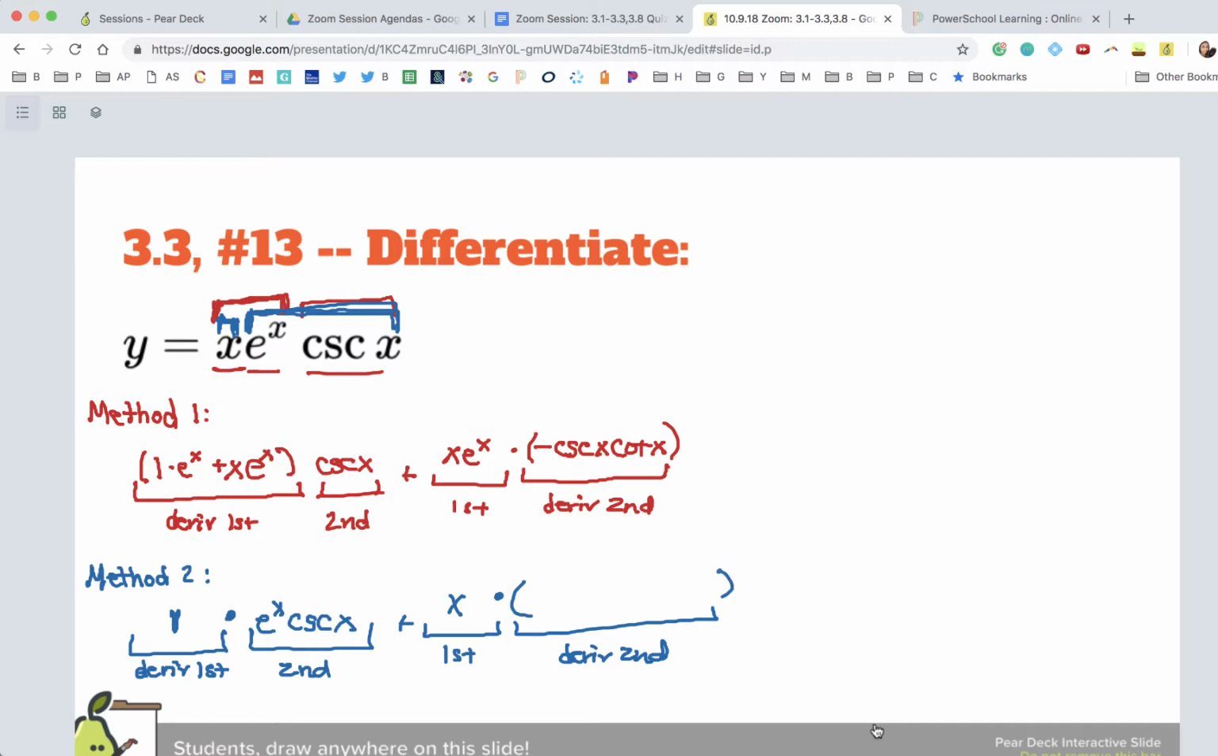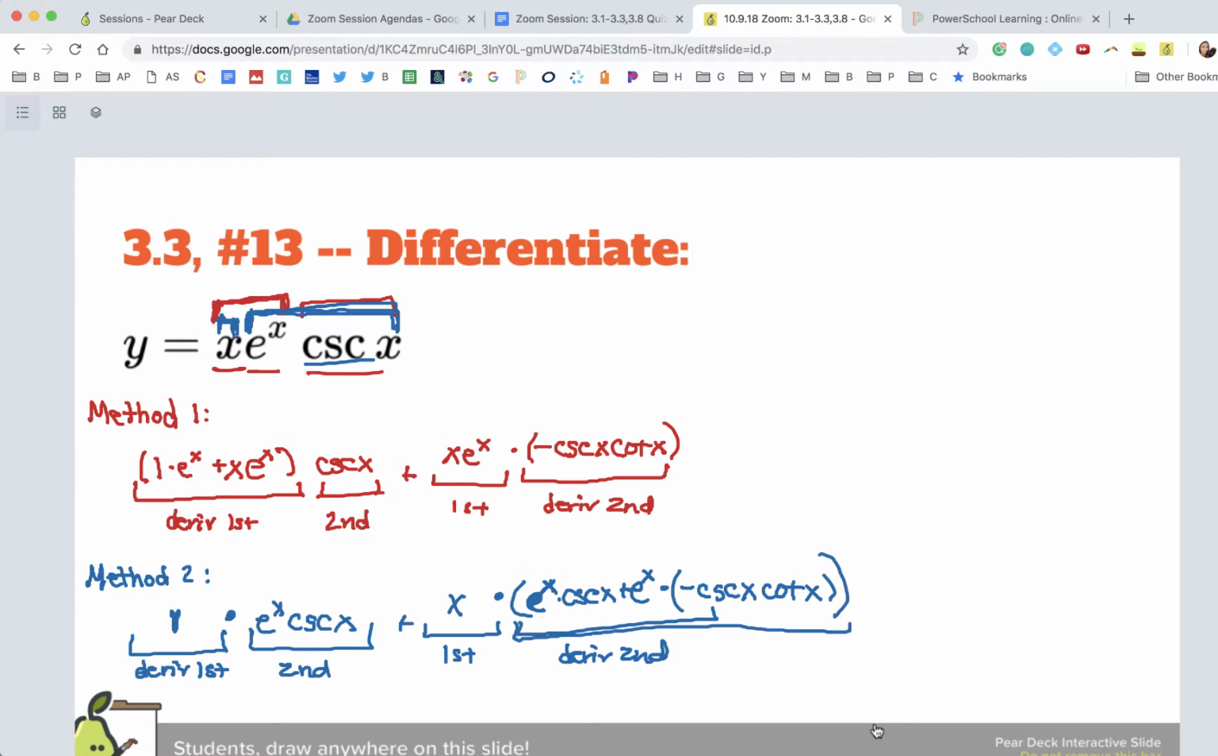So the derivative of e to the x is e to the x times cosecant x, the second, plus the first times the derivative of the second. And the second is cosecant x here. So the derivative of cosecant x is negative cosecant cotangent. Okay, so that whole thing right there is the derivative of the second.